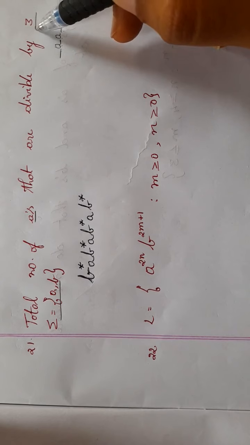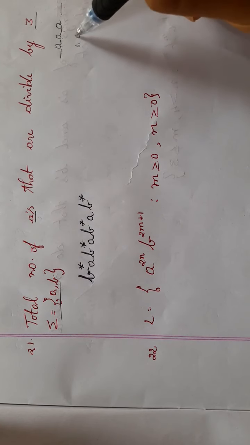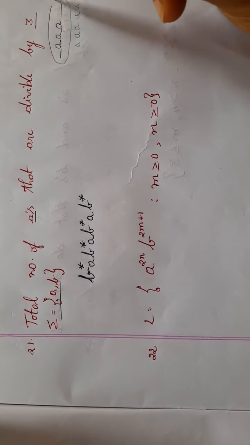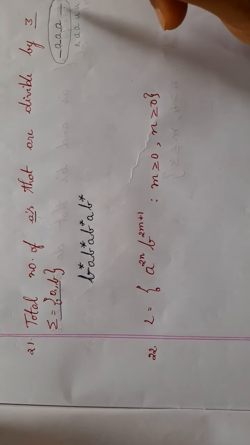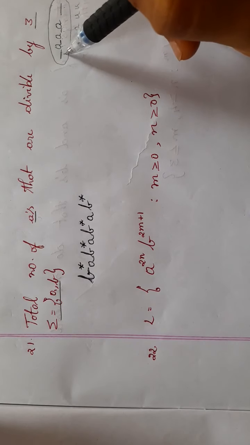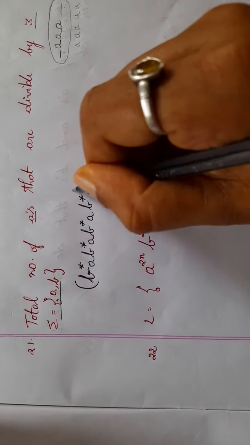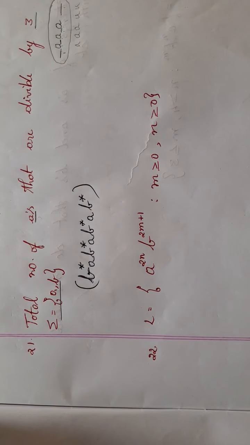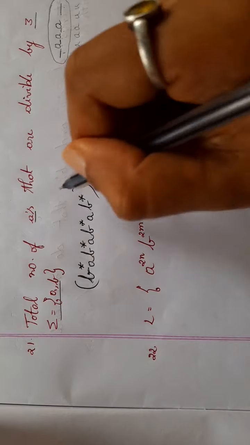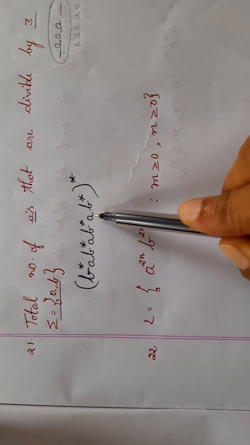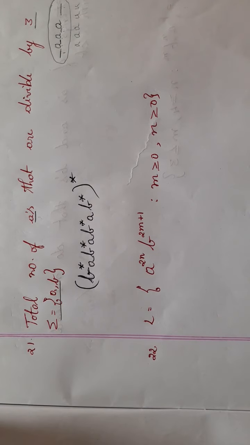Divisible by 3 in the sense I can have 3 A's, I can have 6 A's, I can have 9 A's, and this goes on. That is, this particular combination can repeat any number of times. So this is a base case, and this particular combination can be repeated any number of times, so 0 or more occurrences. So however many A's you get, it will be divisible by 3.